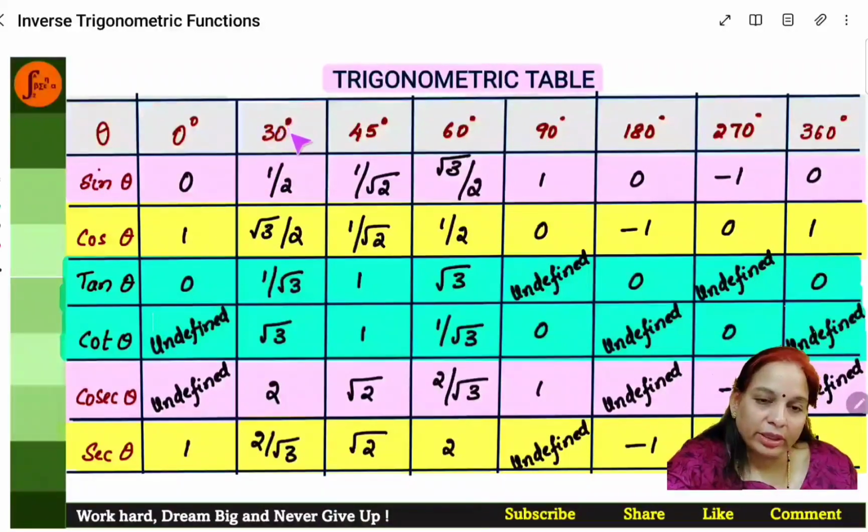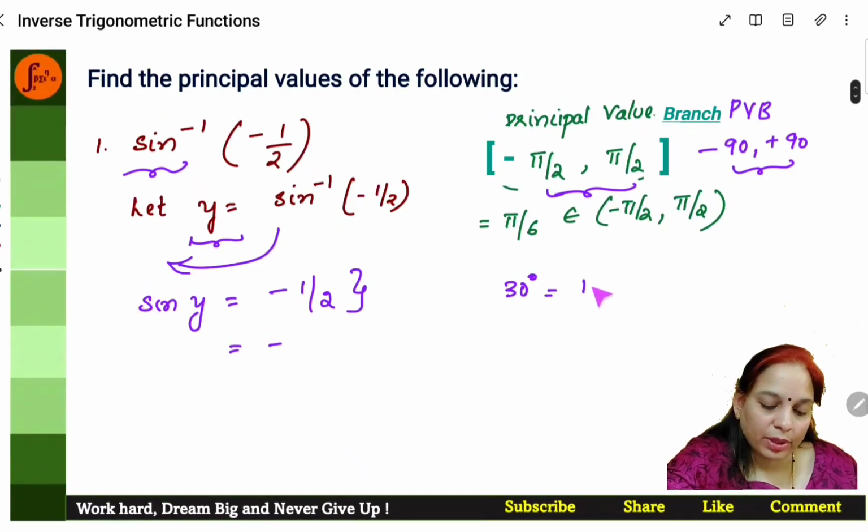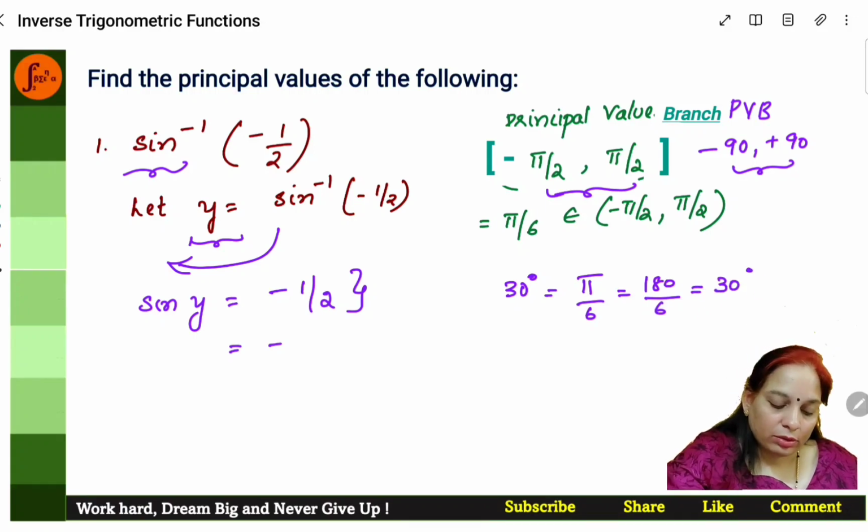Half is under 30 degrees. What is 30 degrees? It's pi by 6. Pi by 6 is 180 by 6, which is 30 degrees. So this is going to be pi by 6.